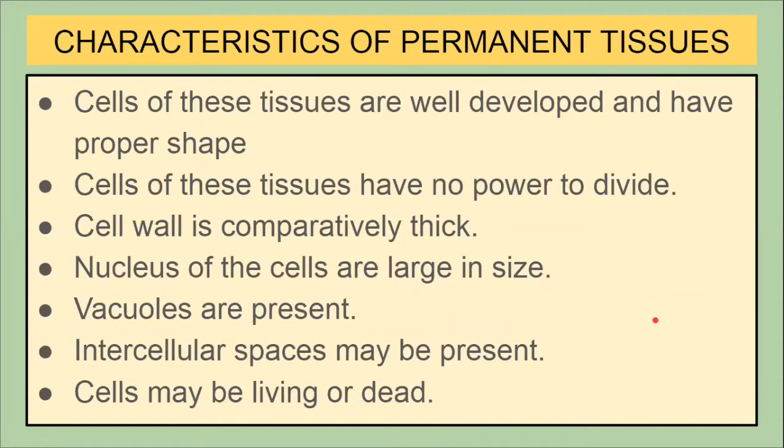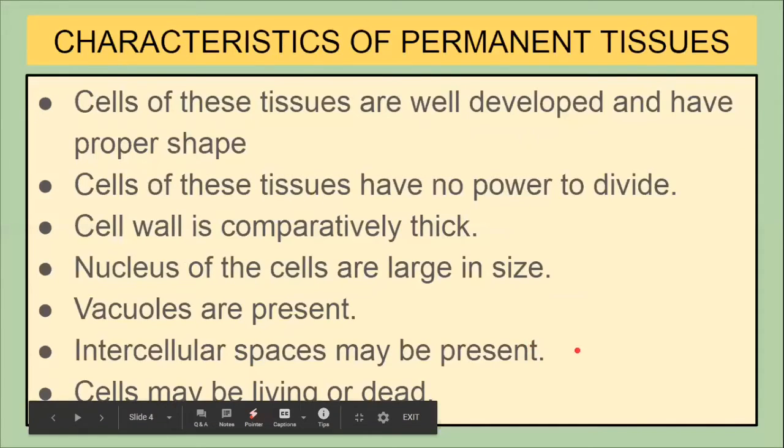Characteristics of permanent tissues. The cells of these tissues are well developed and of proper shape. These tissues have no power to divide. The cell wall of the cells of permanent tissues are comparatively thick. The nucleus is large in size. Vacuoles are now present. In meristematic tissues, you have read that vacuoles are not present because they are newly formed cells. But in permanent tissues, the vacuoles are present. Intercellular spaces also may be present. The cells are living or dead.